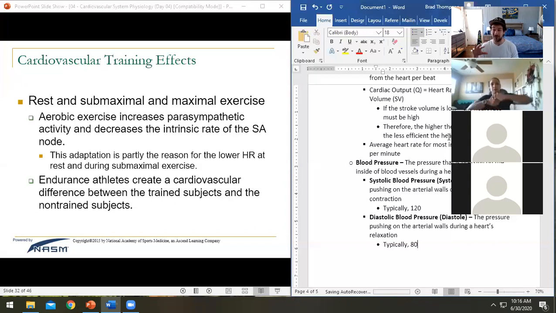You should look up some other interesting stories. There's even crazier versions of that same thing. But endurance athletes can actually create a cardiovascular difference between their trained version and their untrained version, right? They can be more at rest than somebody who is actually at rest during training.